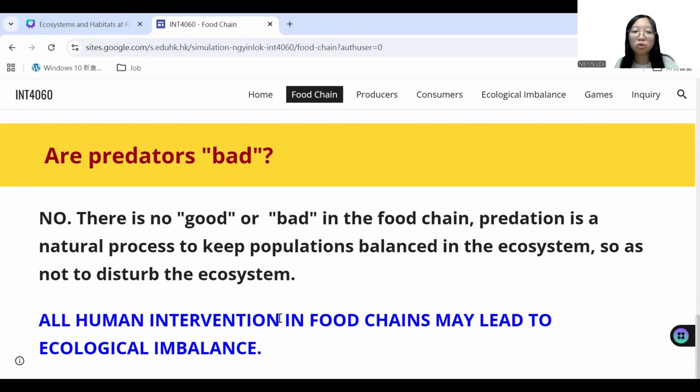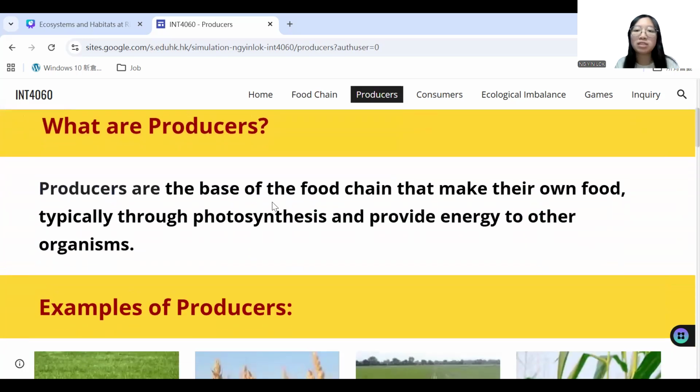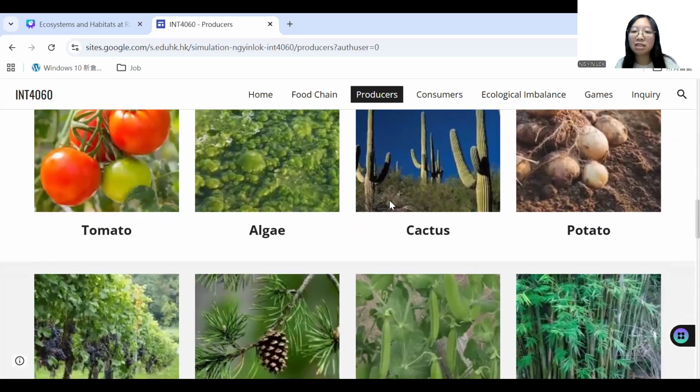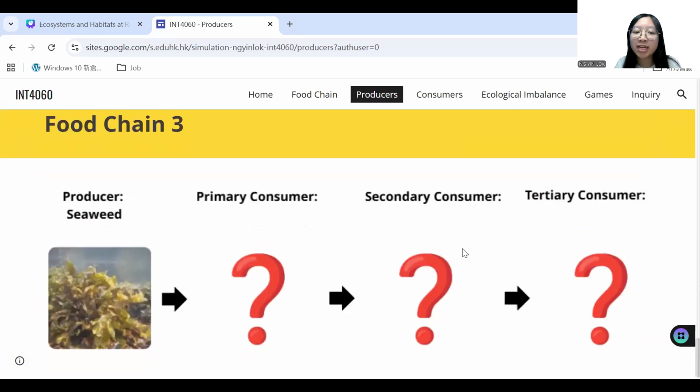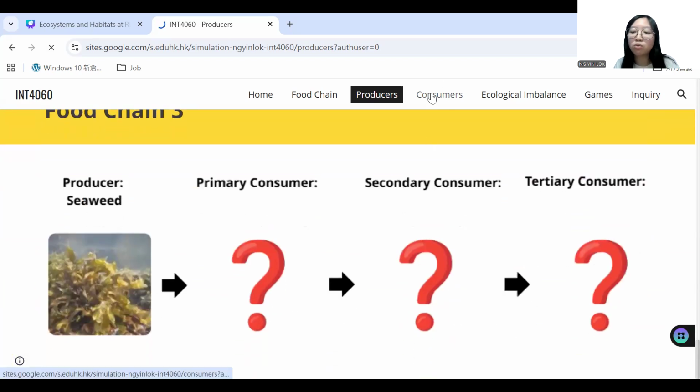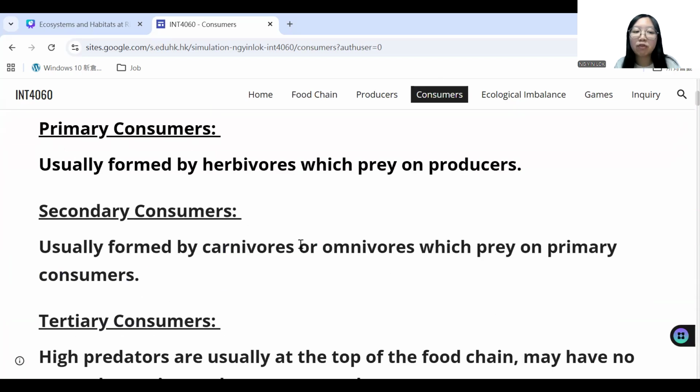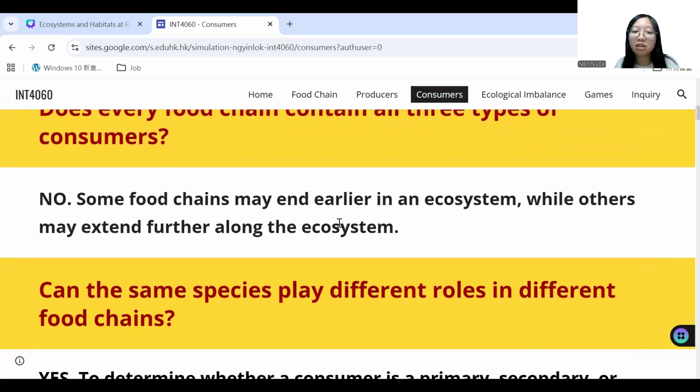We kill the consumers? That is not possible. The students need to know that we human beings should not disturb the food chain. And then we talk about the consumers, the definition and the examples, 16 examples. For the examples, students can guess the food chain. For the consumers, there are 3 types of consumers, definitions, and misconceptions.